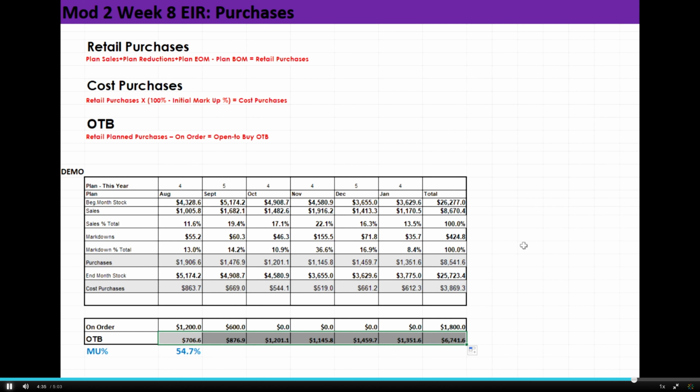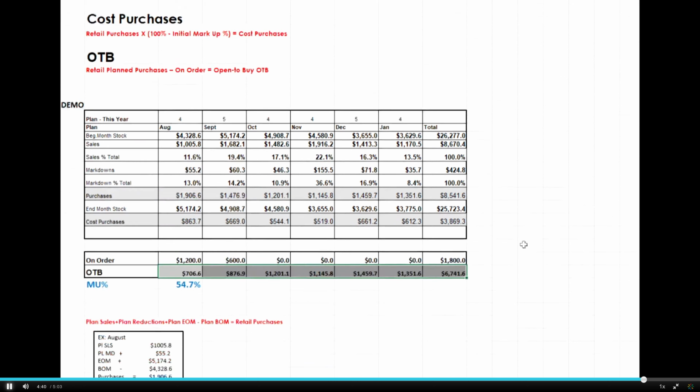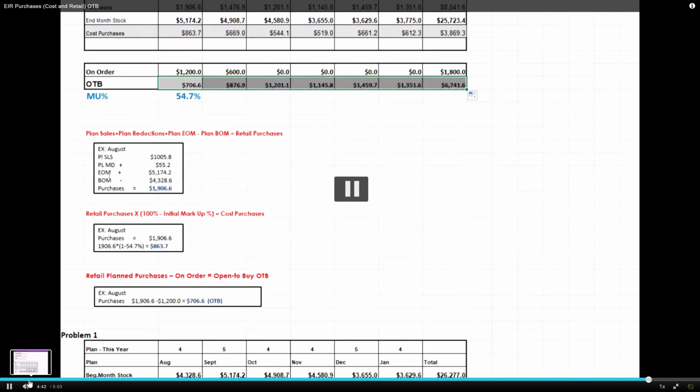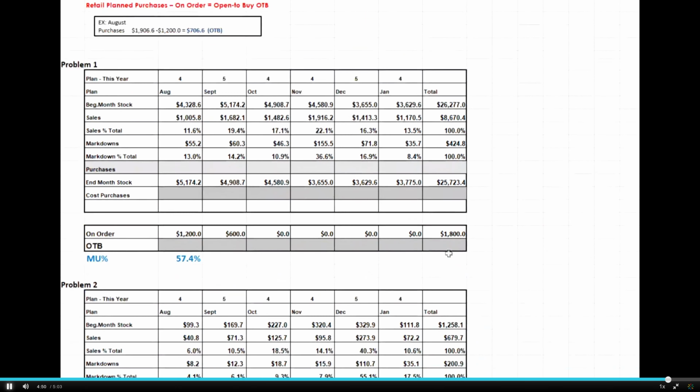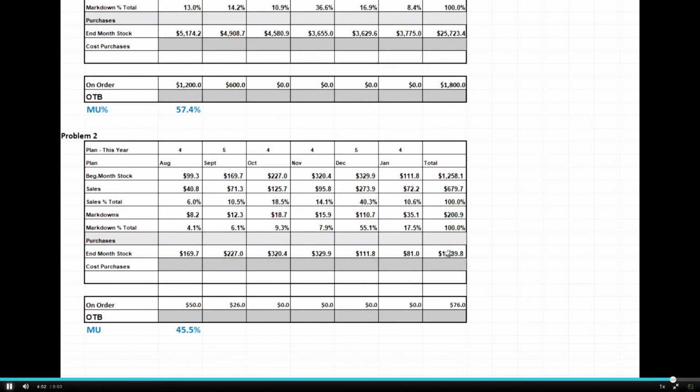So I have now worked through this demo, and you will go through the next 2 practice problems. I have included step by step and also a description on how I calculated all this. So now you will go through and complete problem 1 and number 2, and then you will also be asked to answer certain questions on this week's quiz that relate to purchases.